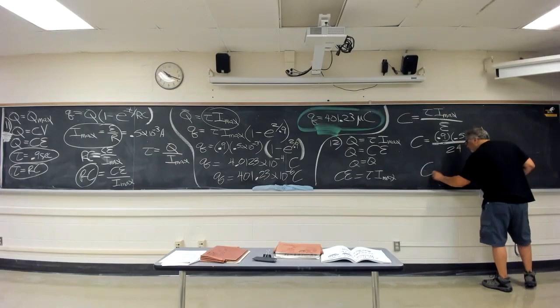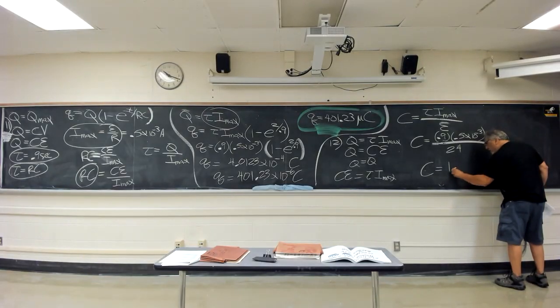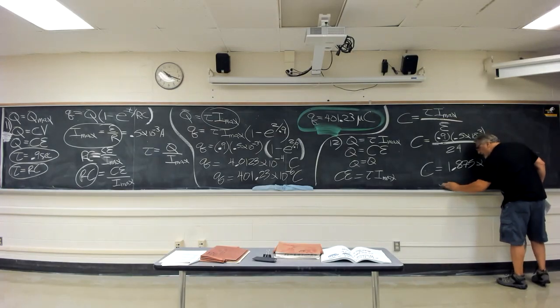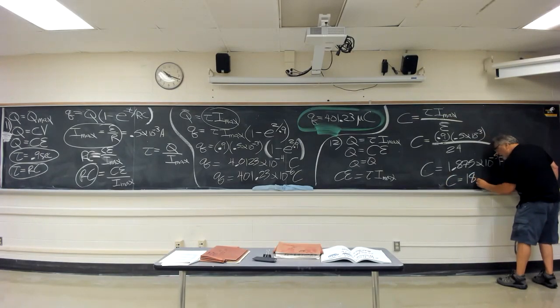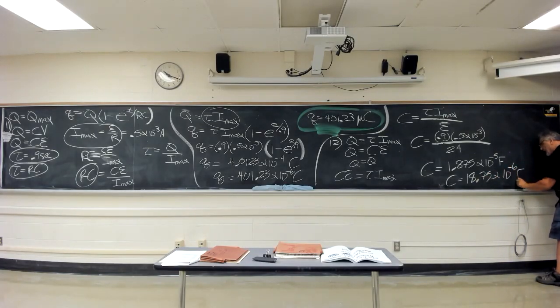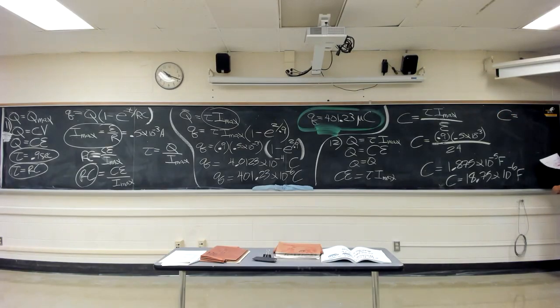The rest is what we need to do. You get 1.875 times 10 to the negative 5 farads. That is, make it bigger here by a factor of 10, so you make the other stuff smaller by a factor of 10. That's microfarads. So we got C. C is equal to 18.75 microfarads.